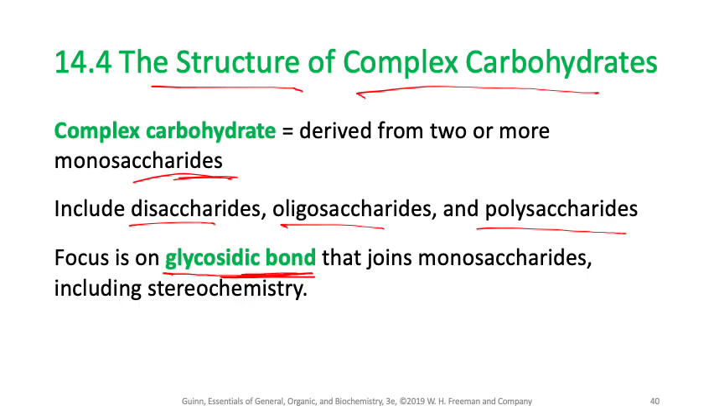So this is the bond that combines 2 or multiple single sugar molecules together, and we're going to see how the individual monosaccharides combine together through this glycosidic bond to make oligosaccharide or polysaccharide molecules. So let's go to the next slide and learn the first kind of complex carbohydrate, which is a disaccharide.